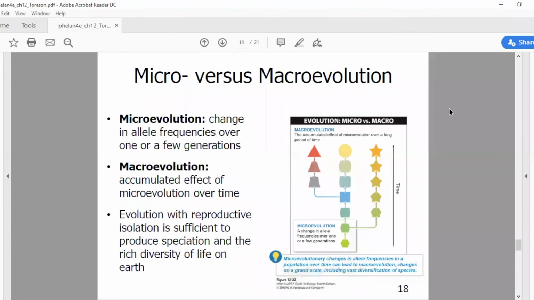Evolution can be micro or macro. Microevolution is a change in the allele frequencies over one or a few generations. So small incremental changes is microevolution. Macroevolution, however, is the accumulated effect of microevolution over time. So it's looking at larger changes over a longer period of time. This is represented in figure 12.22 on slide 18.